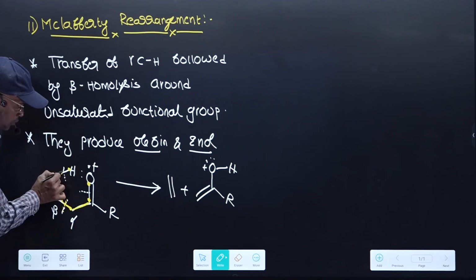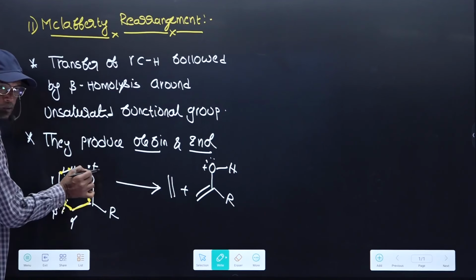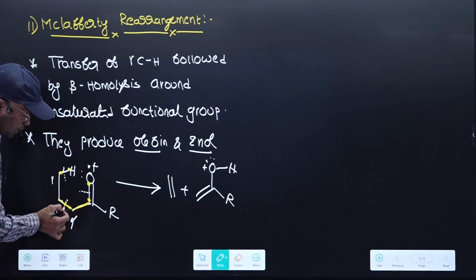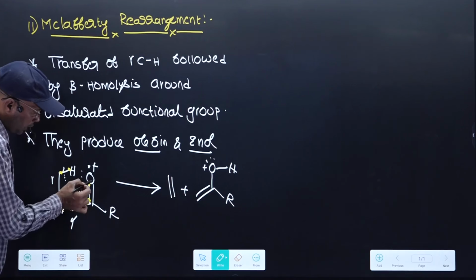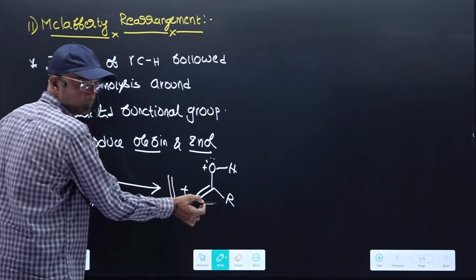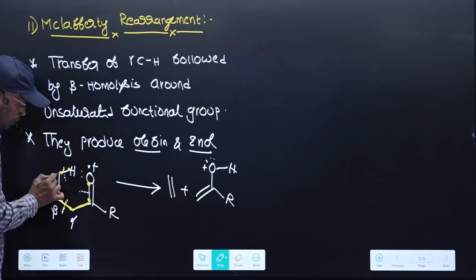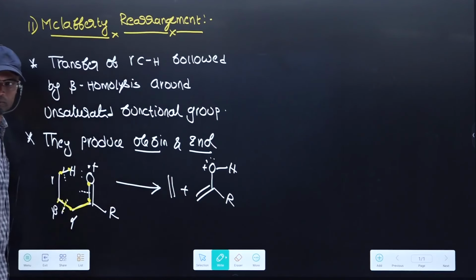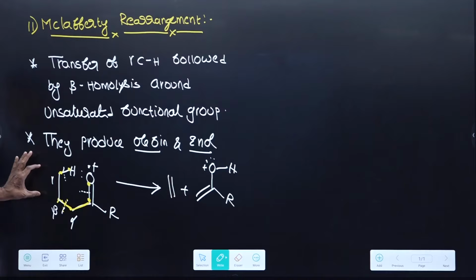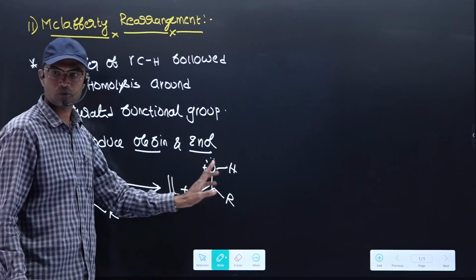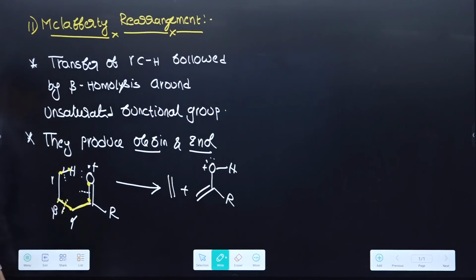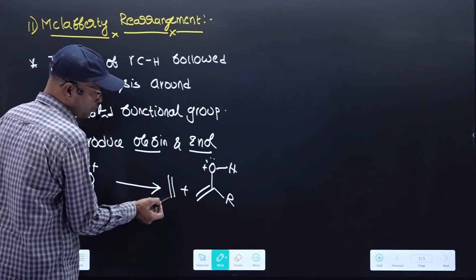I am transferring this hydrogen onto the unsaturated part. Simply, this alpha carbon and this put a double bond, and here you add one hydrogen, that becomes an enol. And the beta and gamma carbons put a double bond. Every time, beta carbon and gamma carbon put a double bond. So this is called the McLafferty rearrangement reaction. What is your final answer? There is a formation of olefin and enol.